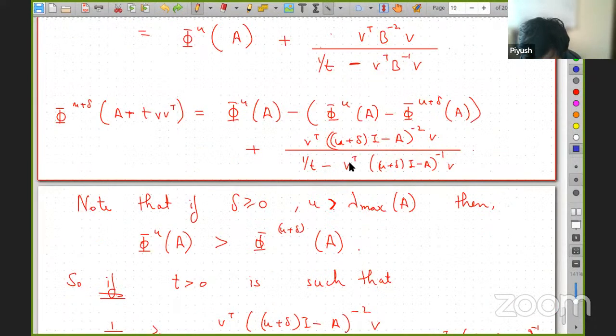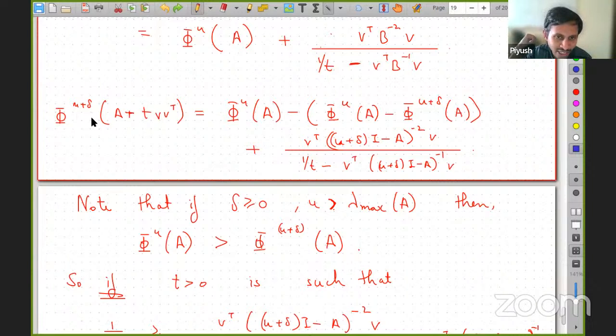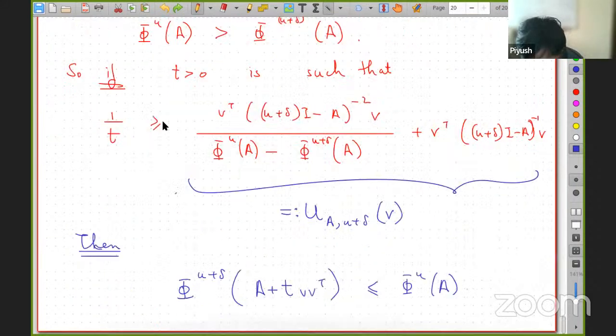So one thing is, is it true that when you choose that t, the u plus delta, so there's another condition that we wanted, right? That u plus delta should be bigger than the largest eigenvalue of a plus t vv transpose. So this is another condition that is implicit that we want, and that will also be satisfied by this. So let's leave that as an exercise for now, but at least let's just keep track of this condition.